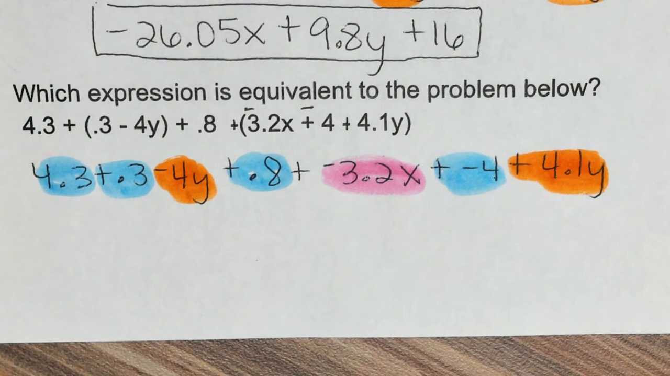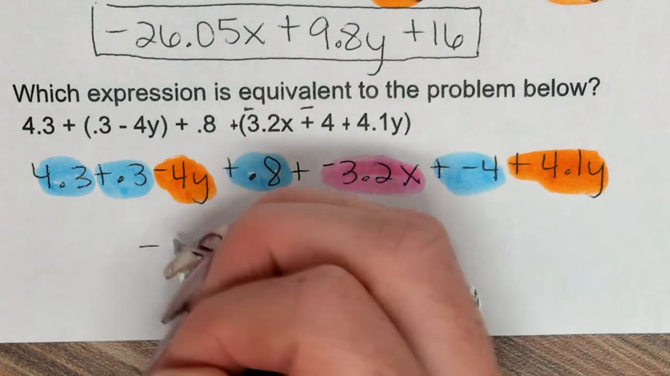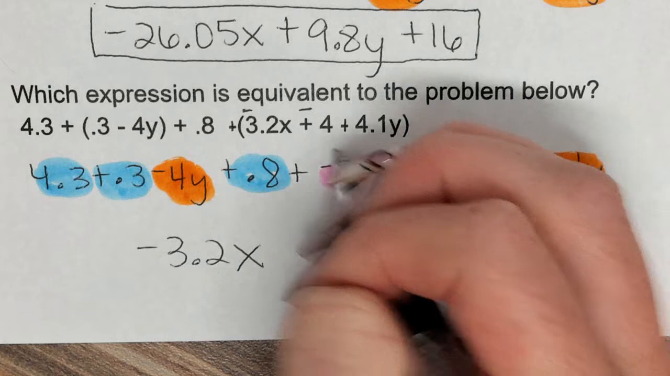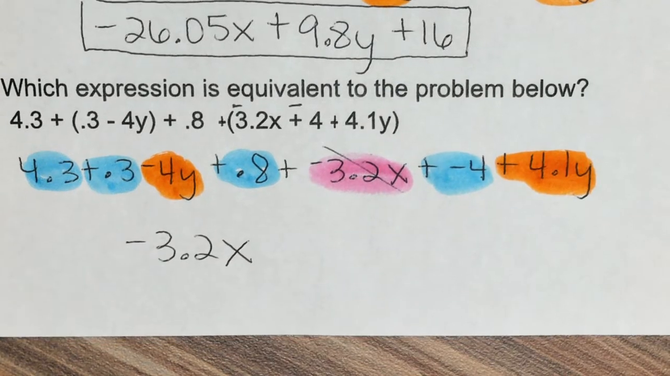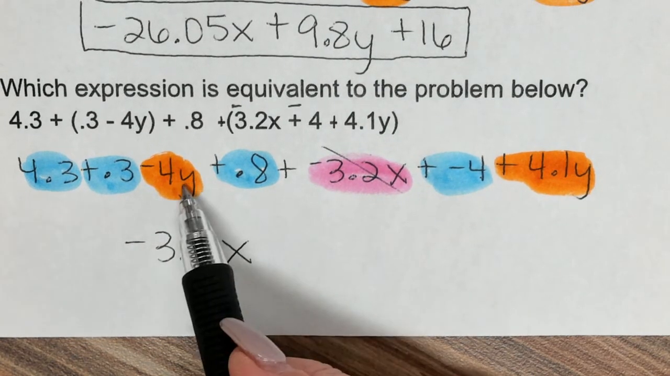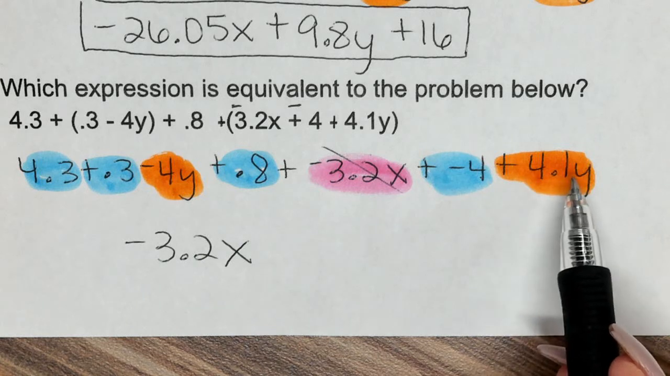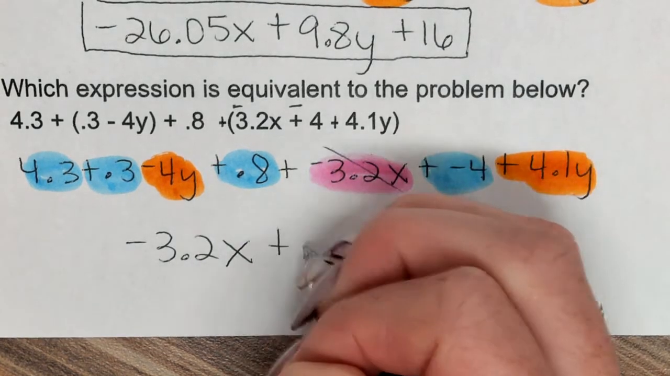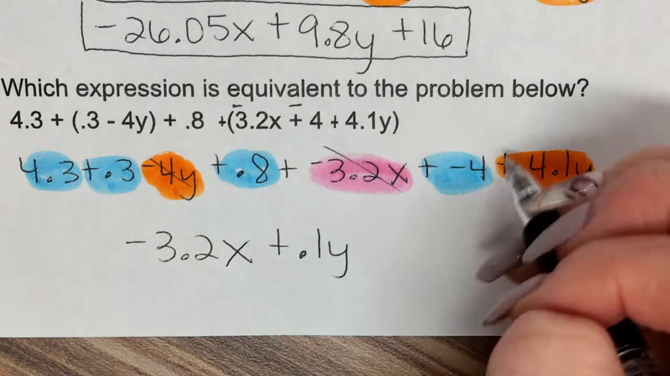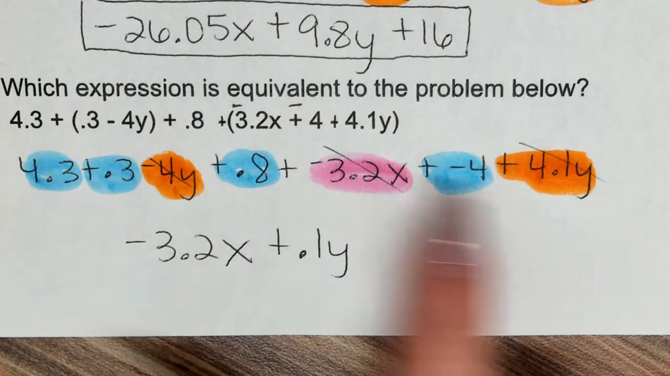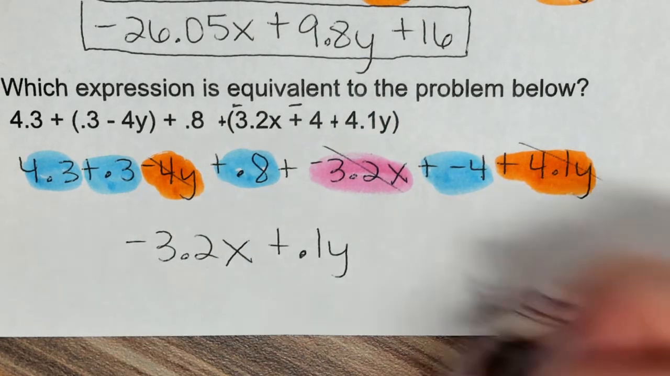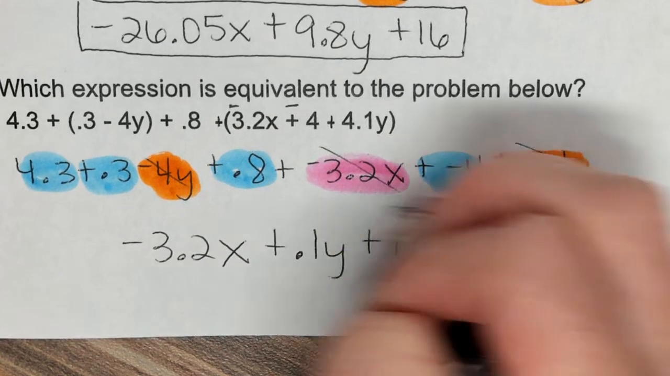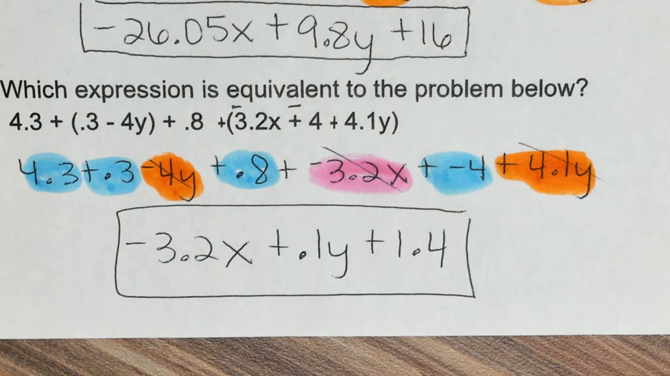If this was in alphabetical order, which would come first? The x's. So this is just negative 3.2x. Okay, done with that. What would come next? So I have negative 4 plus 4.1, which is plus 0.1y. Okay, done with the y's. Then I would combine all my regular numbers, and I get plus 1.4. And that is it in simplest terms.